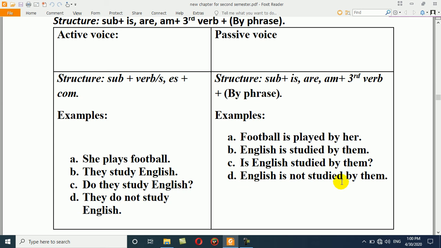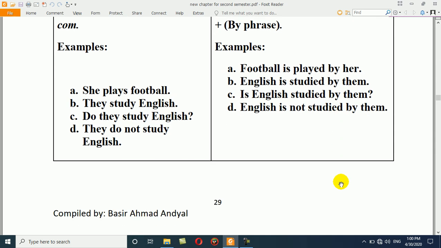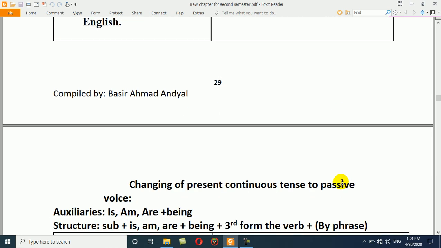So you need to make your own examples. The more you practice, the more you will learn lots of things, right? So make your own examples regarding simple present tense. First, make the example in active voice and then change it to the passive voice.